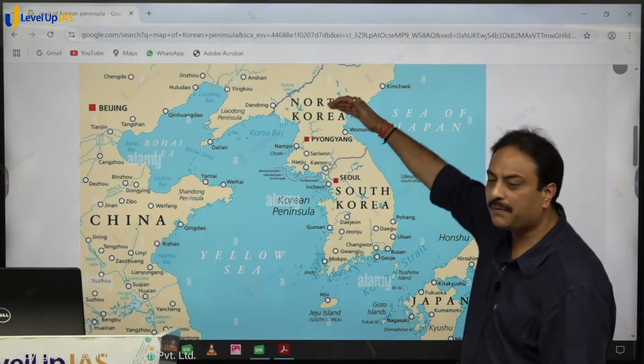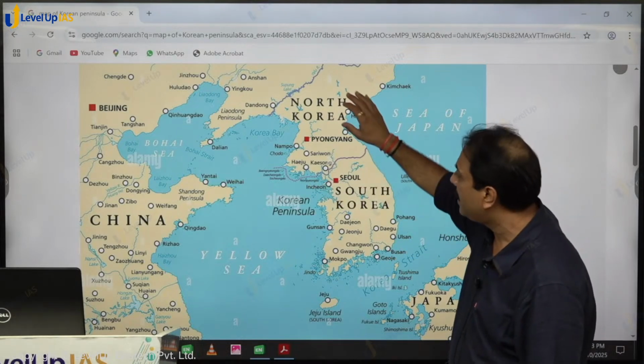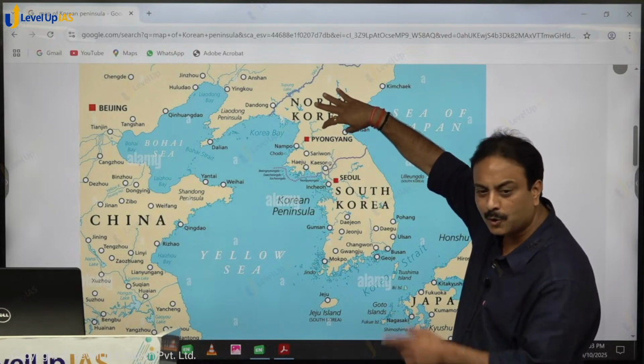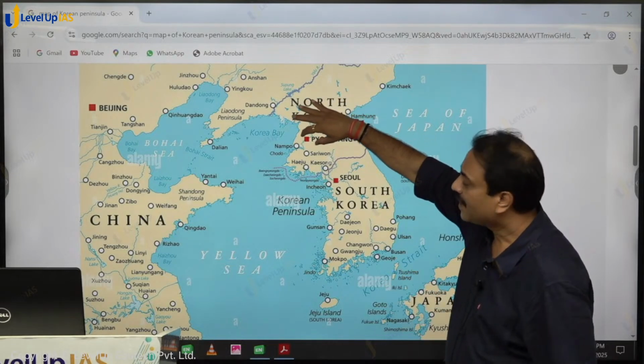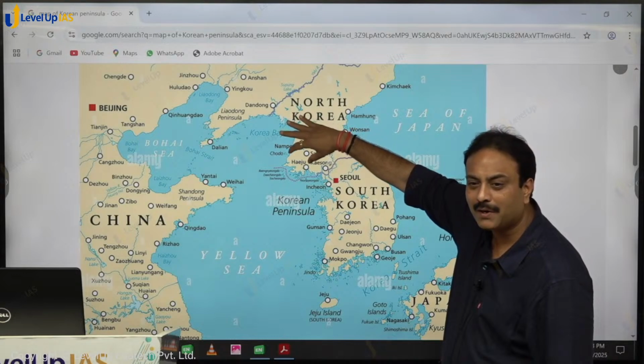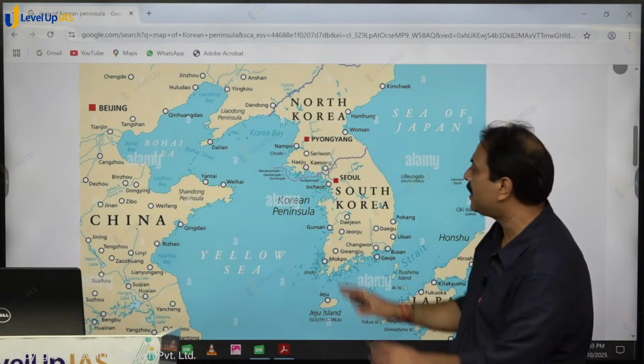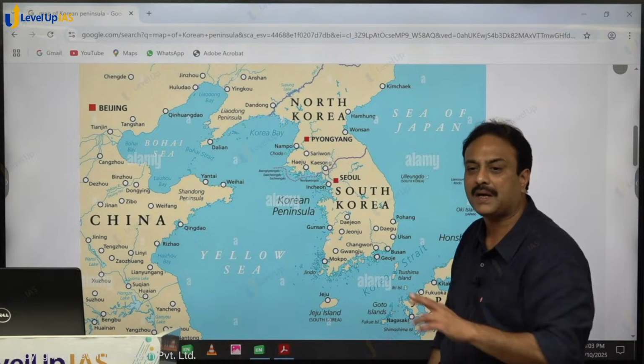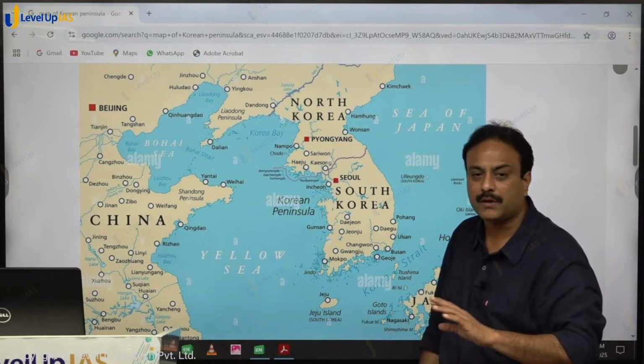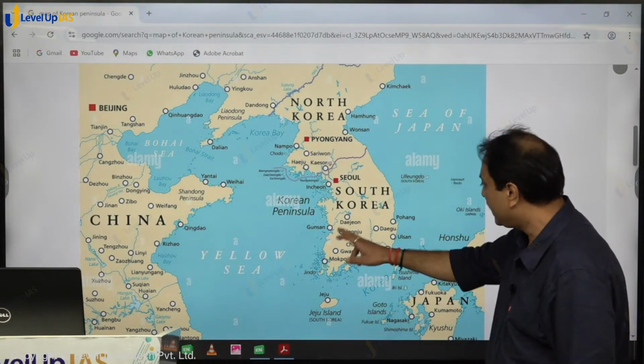These are the important places of South Korea. South Korea is separated from North Korea by 38-degree parallel. The capital Pyongyang, Kim Jong-un resides over here. Nampo is present over here. Nampo is a shipyard over there. These coastal cities are known for shipyards. South Korea, North Korea both are known for shipyards, right? So these are the places over here.